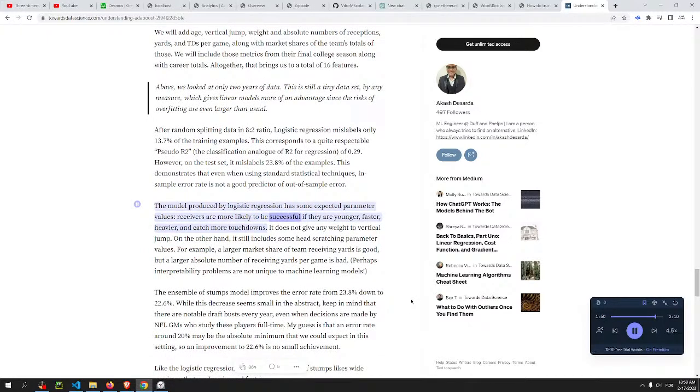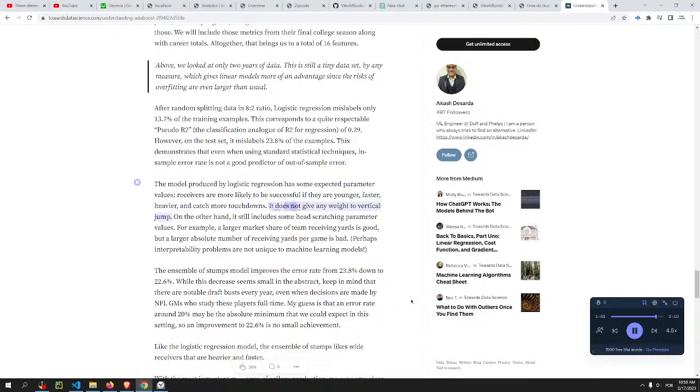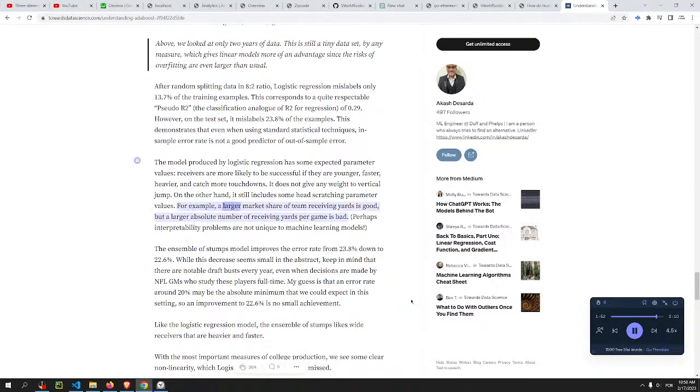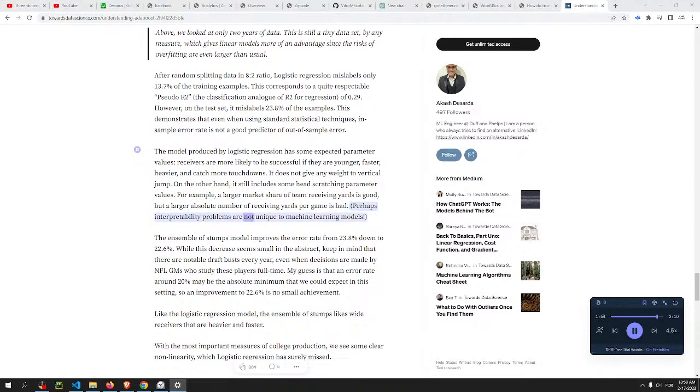Receivers are more likely to be successful if they are younger, faster, heavier, and catch more touchdowns. It does not give any weight to vertical jump. On the other hand, it still includes some head-scratching parameter values. For example, a larger market share of team receiving yards is good, but a larger absolute number of receiving yards per game is bad. Perhaps interpretability problems are not unique to machine learning models.